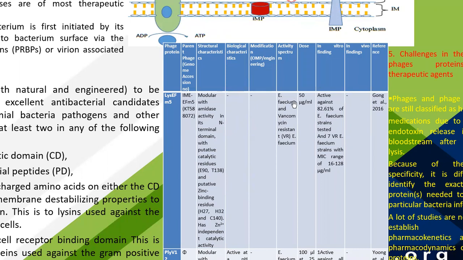There are no biological characteristics described, and no modification for this; research has not been done towards that. In terms of activity, this phage protein has been found to be very effective against Enterococcus faecium and vancomycin-resistant Enterococcus faecium. The dose found was 50 microgram per ml. In vitro, it is active against about 82.65% of Enterococcus faecium strains tested and 7 vancomycin-resistant Enterococcus faecium strains, with a minimum inhibitory concentration range of 16 to 120 microgram per ml.